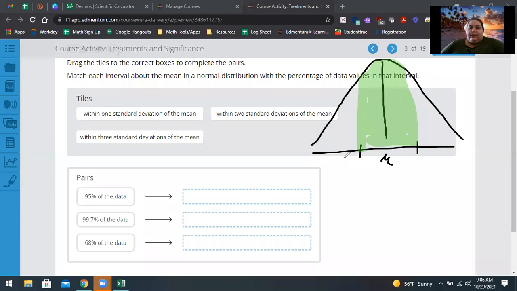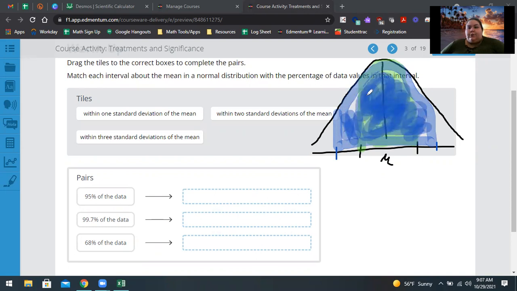Within two standard deviations, it goes farther apart. Now what I'm going to color in blue is not only going to cover the green area, it's going to include the green area and all of this. So again, what's your best estimate of the percent being covered here, if this whole curve is technically 100%? Then you go ahead and select that one.